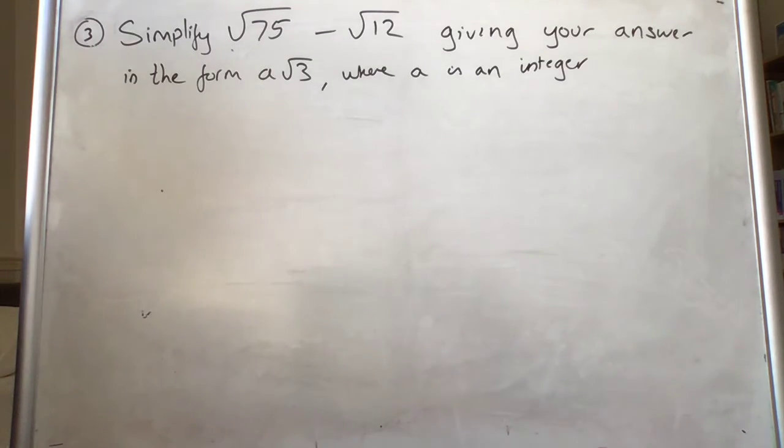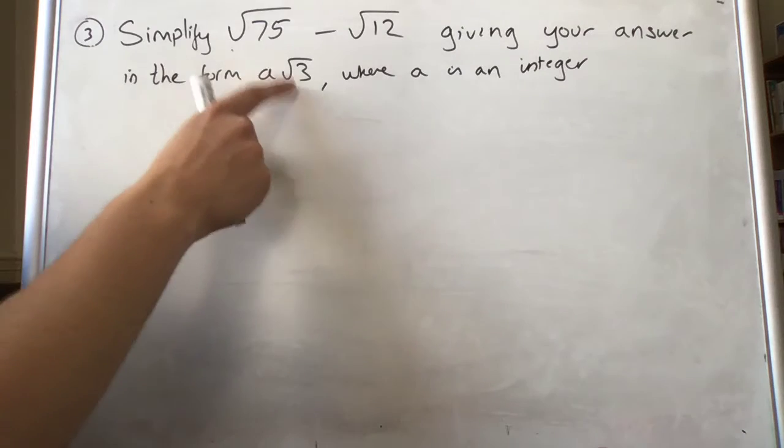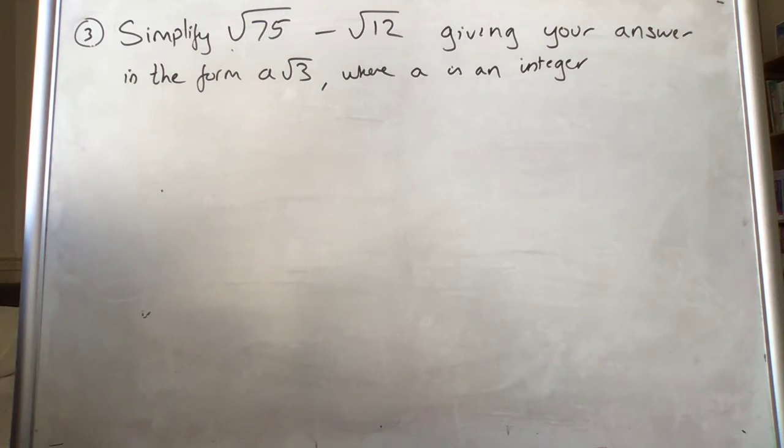Our final question tells us to simplify the square root of 75 minus the square root of 12, giving your answer in the form a square root 3, where a is an integer. So yet again, we're looking for a common factor of 75 and 12. And ideally we'd be left with a surd, which is the square root of 3, and a number or a square root which can be simplified down into an integer a. Okay, so let's see whether or not 75 and 12 can be divided by 3, because if they can, that is perfect.